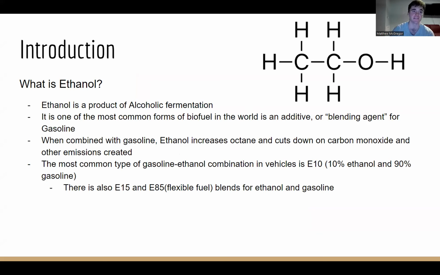And there are three types of blends for ethanol and gasoline. There's E10, which is the most common. It's 10% ethanol, 90% gasoline. There's also E15 and E85, which is about 83% ethanol, and it is used in flexible fuel cars as it is more efficient than E10.